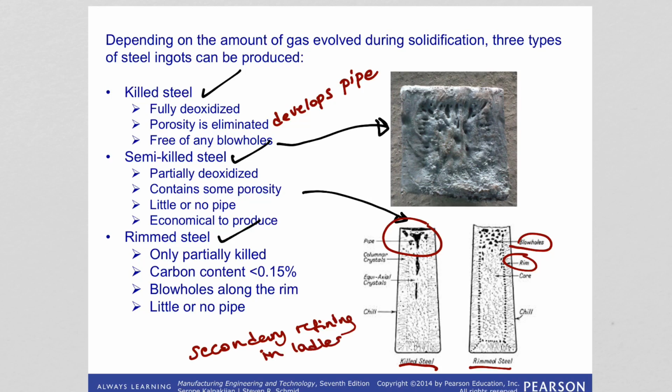By the addition of certain elements. It basically involves heating up of the metal using an electric arc. With the addition of certain metals, the impurities can be removed. So this is what we call secondary refining, basically doing the refining in the ladles.